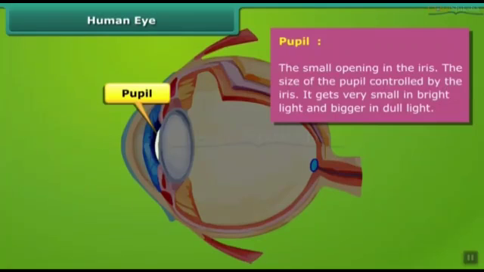Pupil. Pupil is the small opening in the center of the iris. It allows light to enter to the retina. It appears black in color because most of the light entering the pupil is absorbed by the tissue inside the eye. The size of the pupil is controlled by the iris. It gets very small in bright light and bigger in dull light to enable an appropriate amount of light to enter.